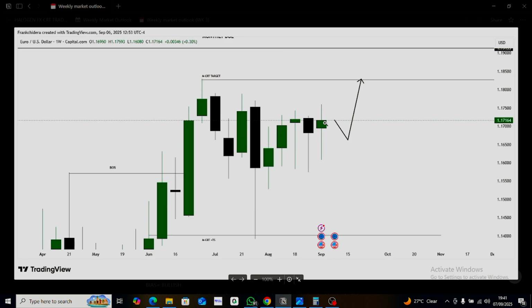So last week candle closed bullish. But what I'm waiting for is at least a little bit of retracement before price could finally take out my monthly CRT target. You can see that. So I'm bullish, I'm even more bullish.